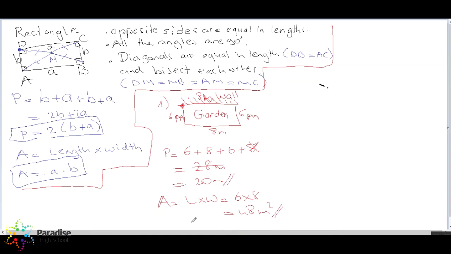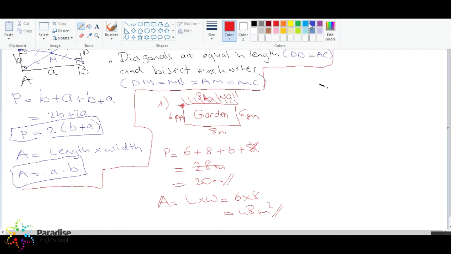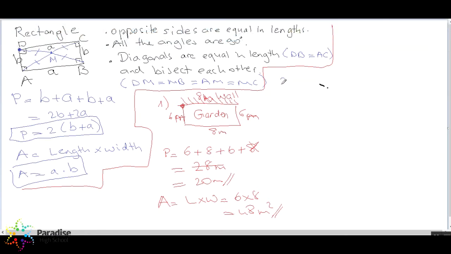All right, let's have a look at a challenging question. A challenging question here. Let's choose a different color here.